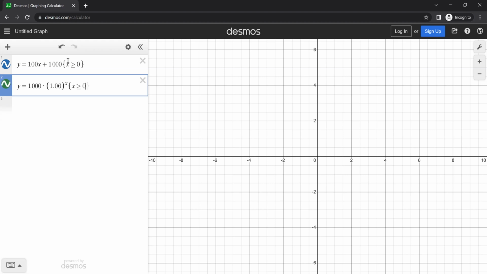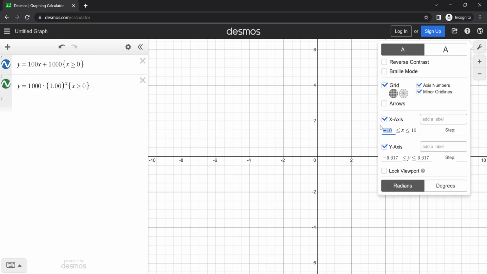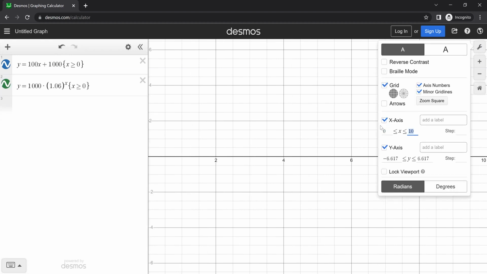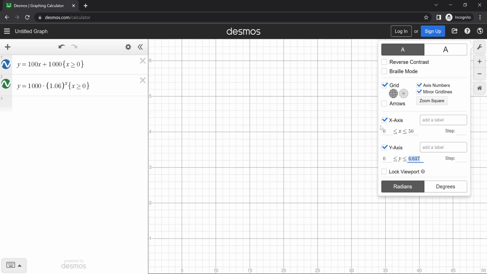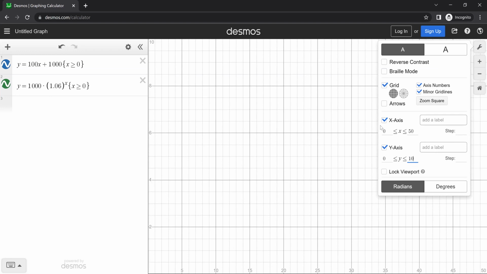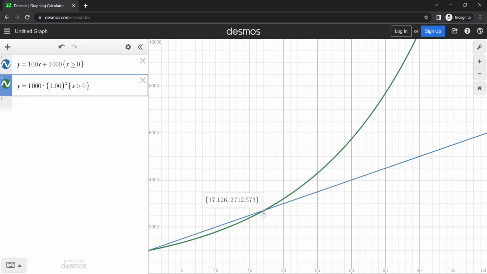All right, so all I'm doing here is setting my domain so that it doesn't graph negatives. There's no reason to do that. So I'm going to go over to the wrench. Let's go out to 50. I'm not really sure. We know that it's 1,000, so we ought to at least go up maybe 10,000. So look at that. They do intersect.